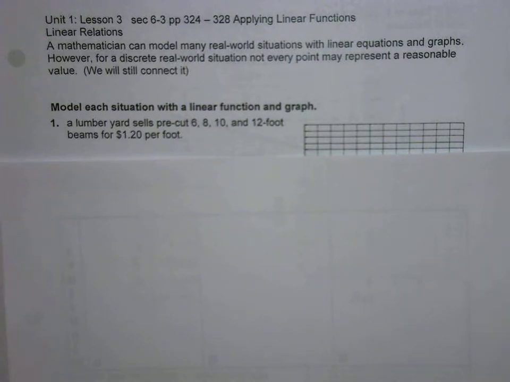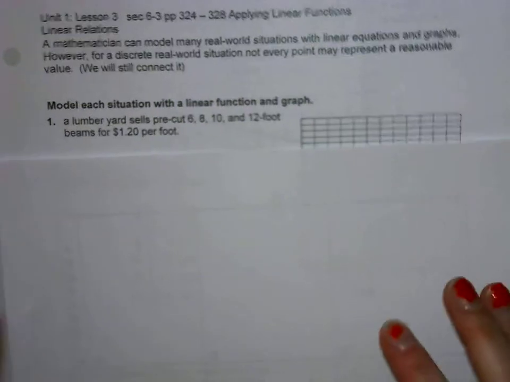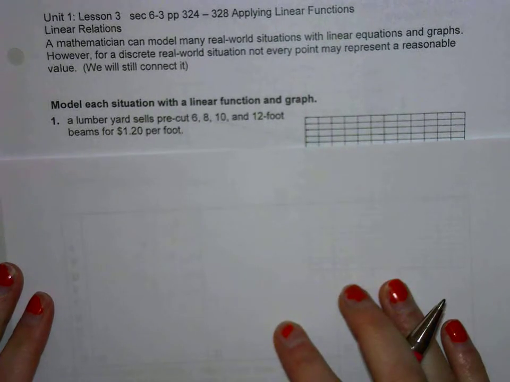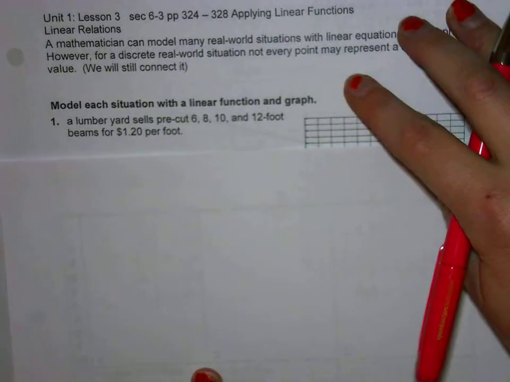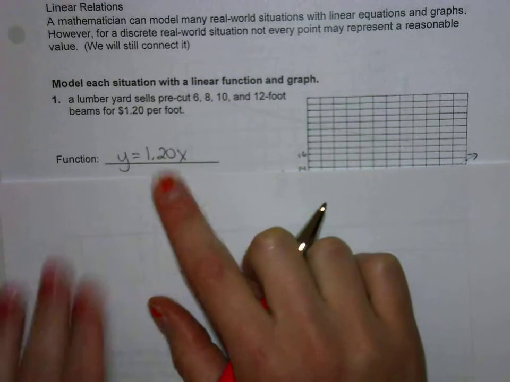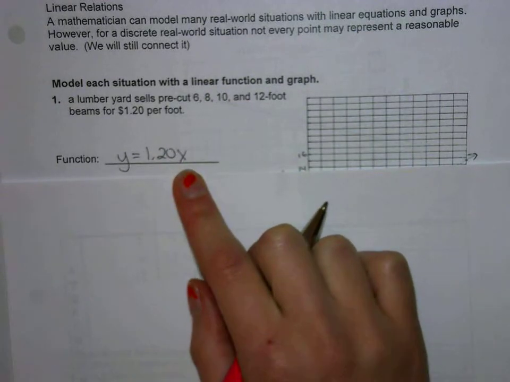Today we're going to be looking at applying linear functions. So let's first take a look at the situation. A lumberyard sells pre-cut 6, 8, 10, and 12-foot beams for $1.20 per foot. So we write our function, y equals $1.20 times x.